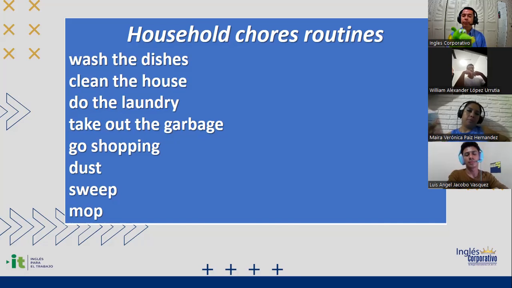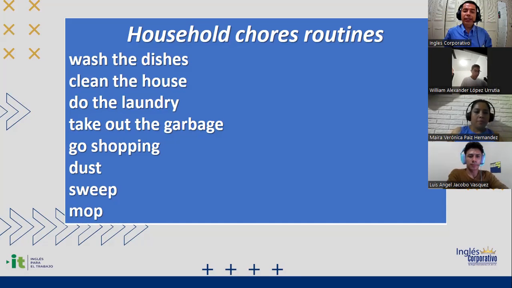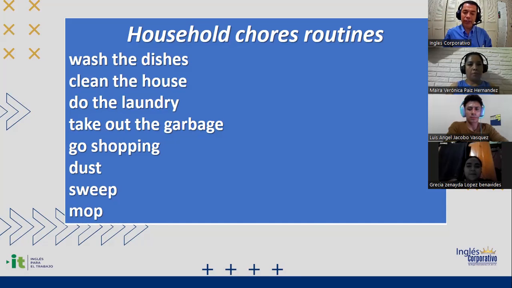Mop. Mop? Ministerio de Obras Públicas? No. Mop is trapear. Yes, mop. Good. Now, in Spanish, please. Grecia, help me, Grecia. How do you say wash the dishes in Spanish? Lavar los trastes.